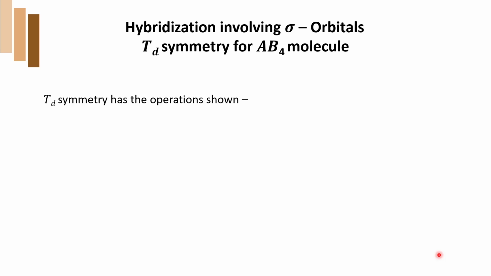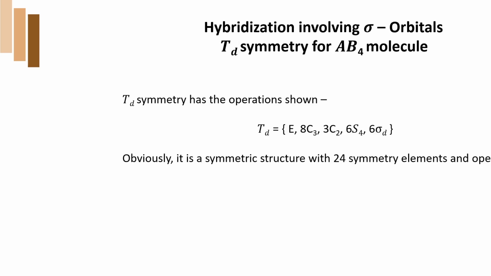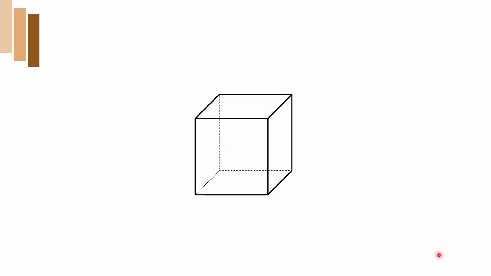It has a large number of symmetry operations, that is E, 8C3, 3C2, 6S4, and 6σd. It's not hard to visualize these symmetry operations, and the molecule appears to be quite symmetric. Let's see how we can visualize them. We have first a cube where all the atoms are inserted. So we have a central carbon atom, and the valencies are directed to the alternate corners of the cube.